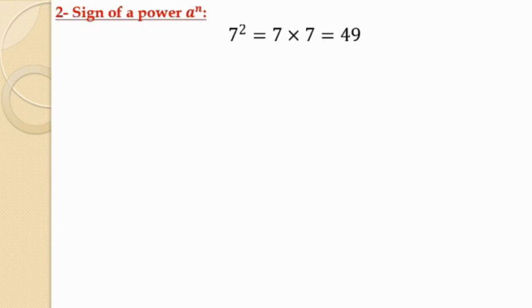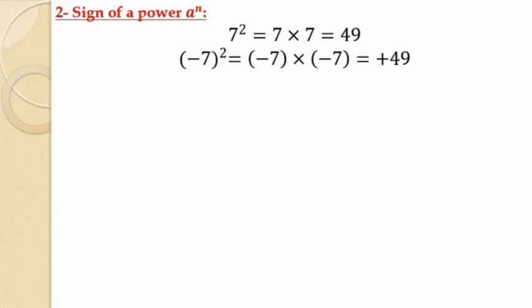Sign of power a to the power n. 7 to the power 2. The exponent is 2, so 7 is multiplied by itself. It's written 2 times. 7 times 7, which is 49.